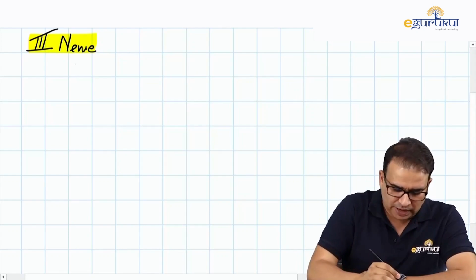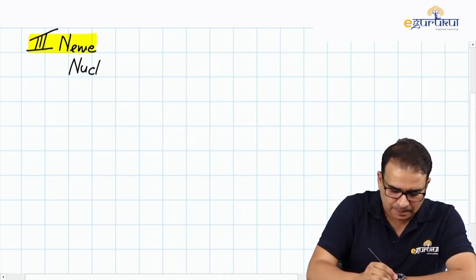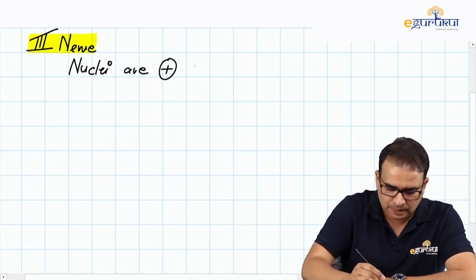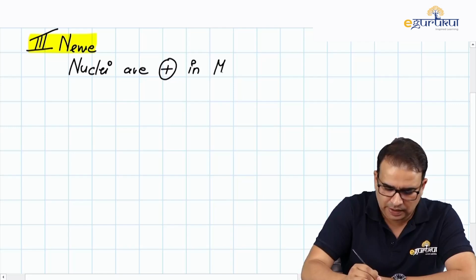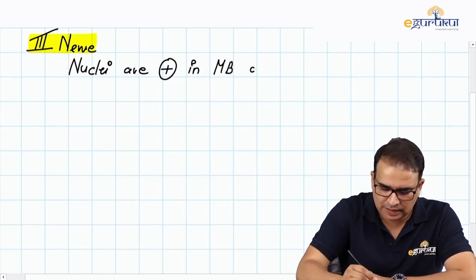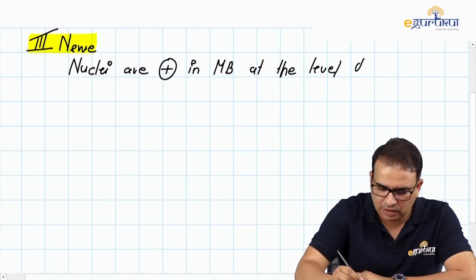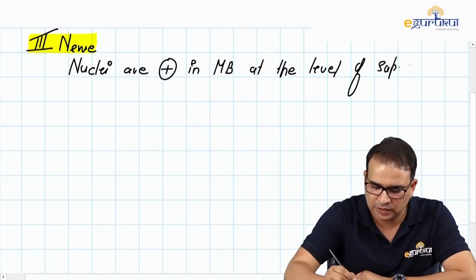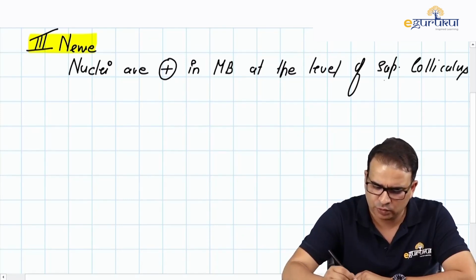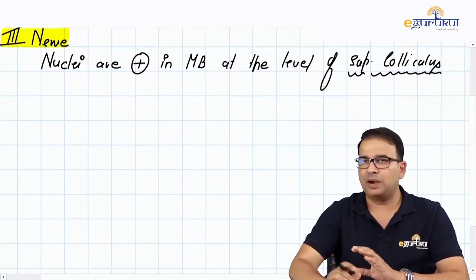So regarding the nuclei, they are present in midbrain, and the important thing is at the level of superior colliculus. At the level of superior colliculus. So even if you don't remember what is superior or inferior colliculus, let's wait for it in the neuro part.